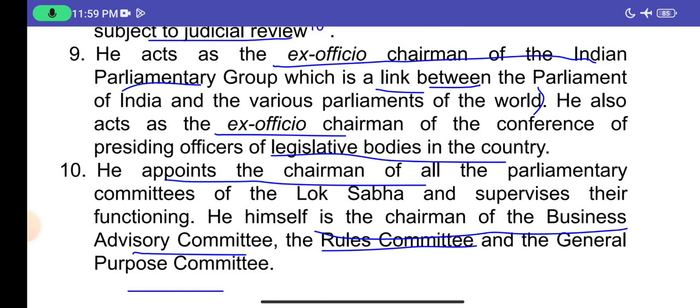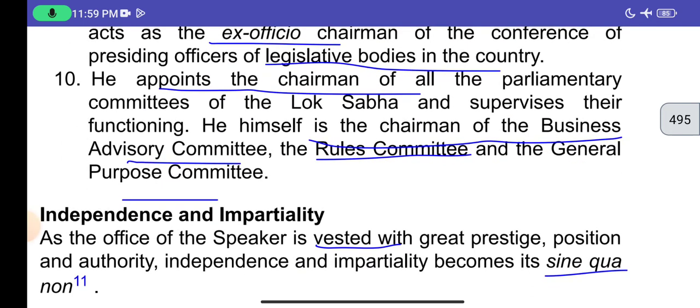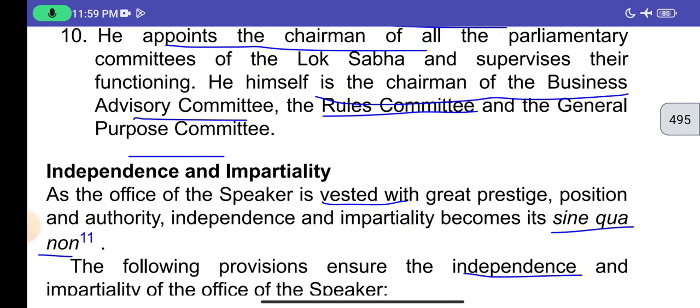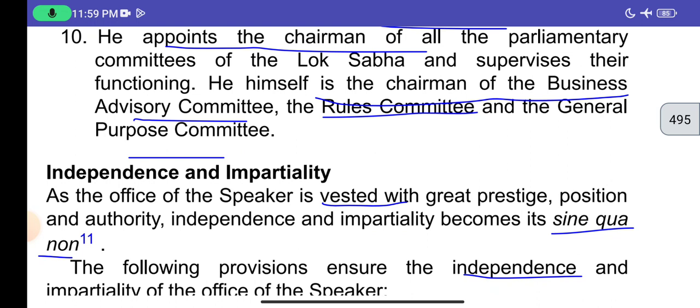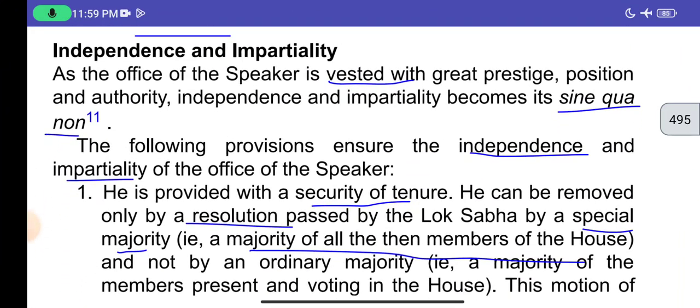He also acts as the ex officio chairman of the Conference of Presiding Officers of Legislative Bodies in the country. He appoints the chairmen of all the parliamentary committees of the Lok Sabha and supervises their functioning. He himself is the chairman of the Business Advisory Committee, the Rules Committee and the General Purposes Committee. Independence and impartiality. As the office of the Speaker is vested with great prestige, position and authority, independence and impartiality become its sine qua non.